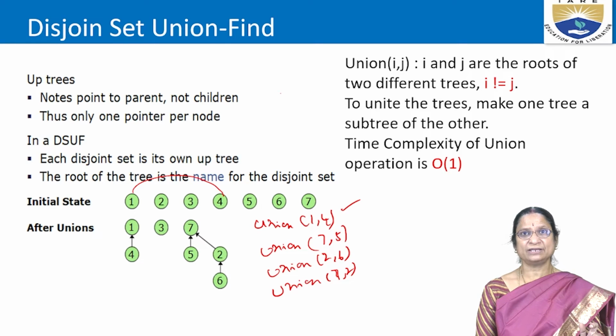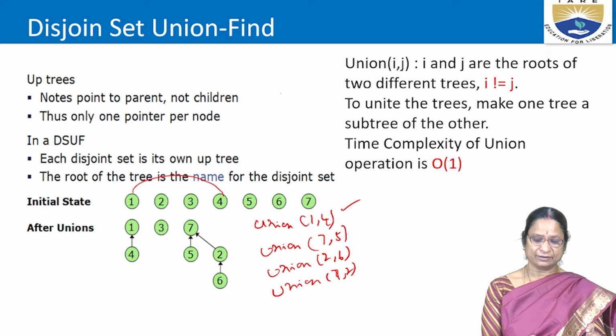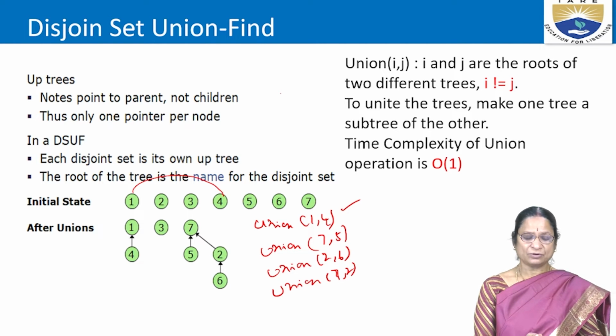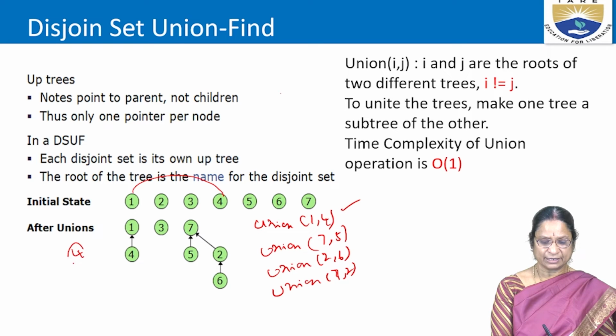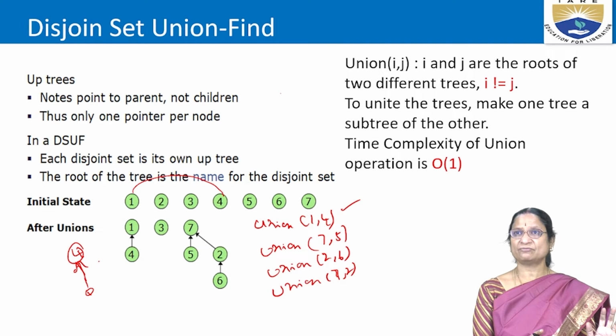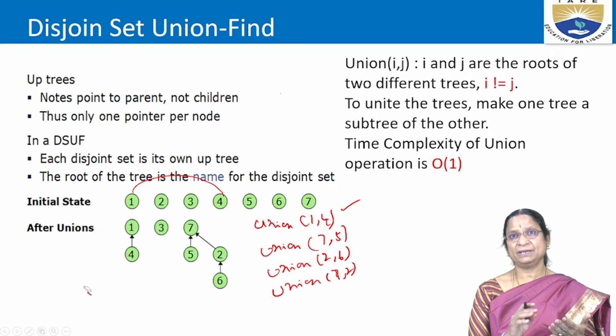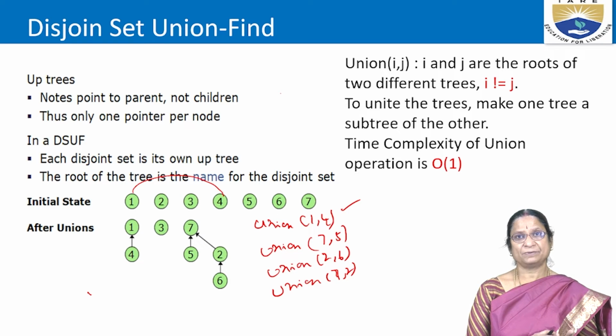What is meant by union here? Add one of the trees as a subtree to the other. I am adding 4 as a subtree to 1. Of course, this is also correct: I can add 1 as a subtree to 4. This is also possible. Both of them are valid. 1 can be a subtree of 4 or 4 can be a subtree of 1.